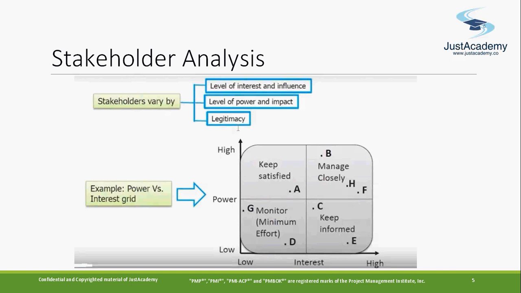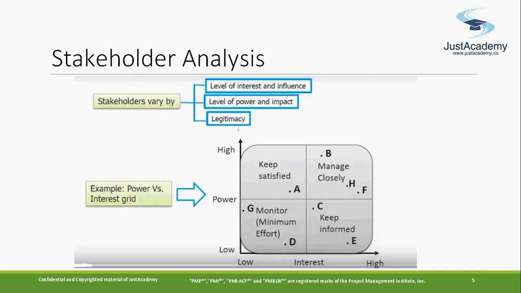Now the most important part is B, H and F, where they have very high interest as well as very high power. That's your project sponsor and the project manager, or whoever will actually be working on the project. They have a very high interest, they have been working on it, and they have high power, so you manage them closely. Those stakeholders you should manage very closely, keep looking out for any issues they raise, and you should meet their expectations.